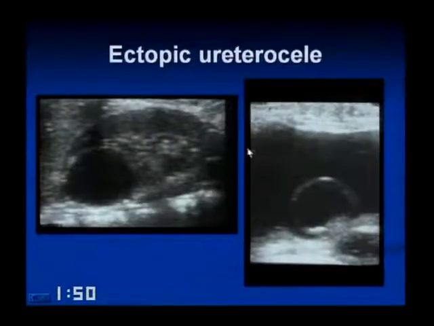This is a sonographic example of ectopic ureterocele. The image on your left is a sagittal or longitudinal view of a kidney, and what we see is a cyst in the upper pole. And this is the obstructed upper pole moiety. And if you look at the image on the right, there appears to be a cyst or a little balloon inside the bladder, and this is the ectopic ureterocele.